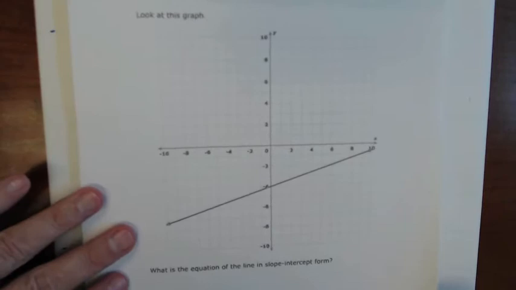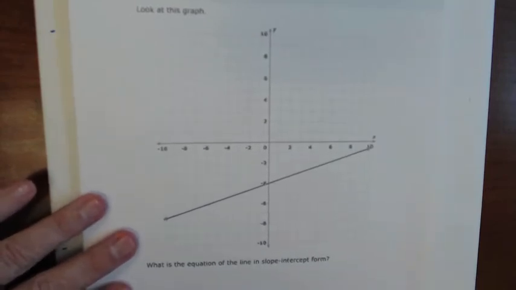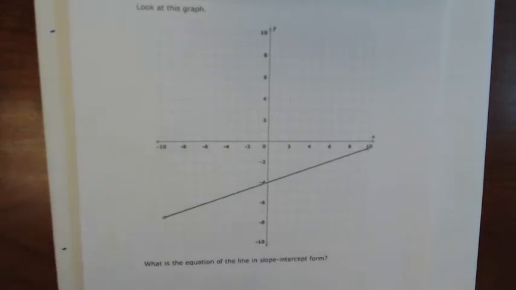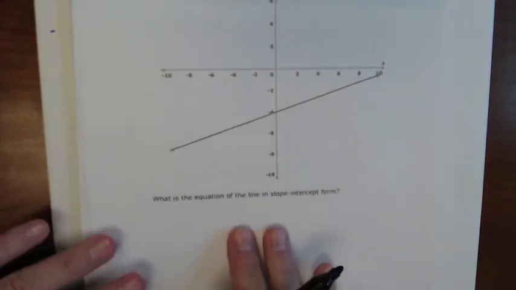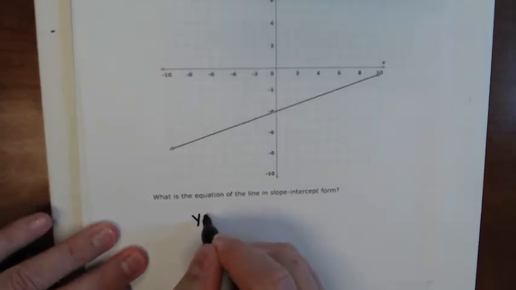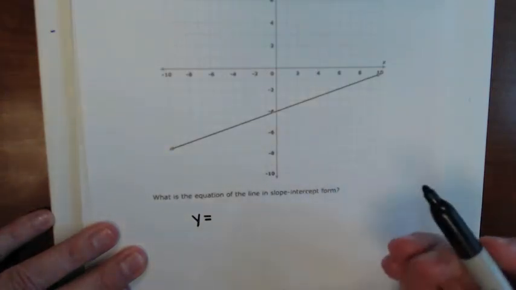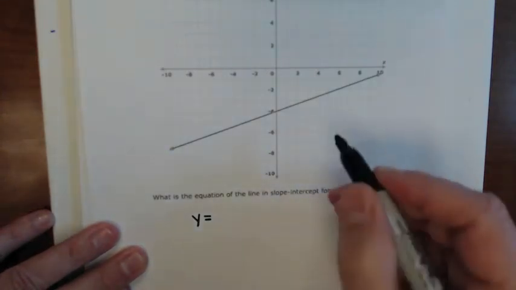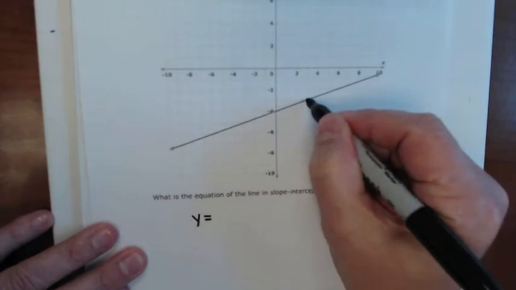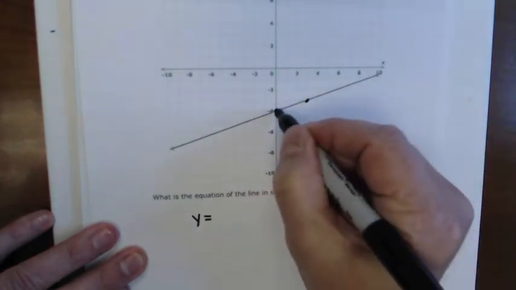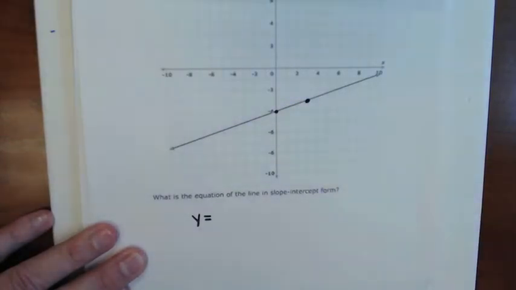Example number 1. It is asking me to look at this graph and write the equation of a line in slope-intercept form. To write the equation of this line in slope-intercept form, the very first thing I'm going to write down is y is equal to every single time. I need to now find the slope. The slope goes in this spot right here. So I'm looking at this line like I did on the previous ones, and I need to find 2 points. This is a point right here, and this is a point right here. There's my 2 points.